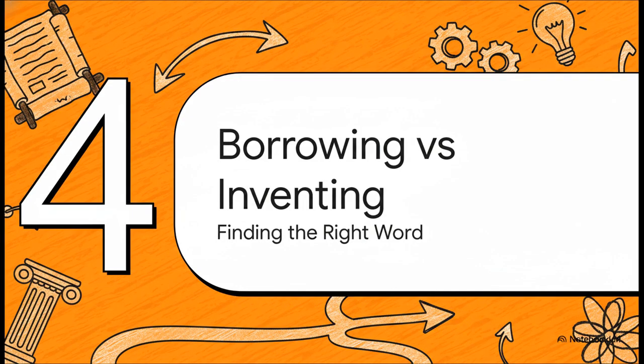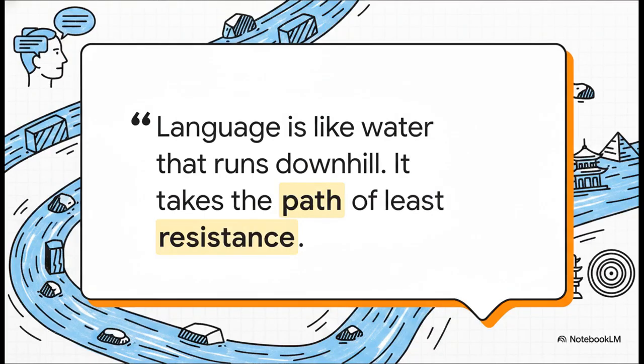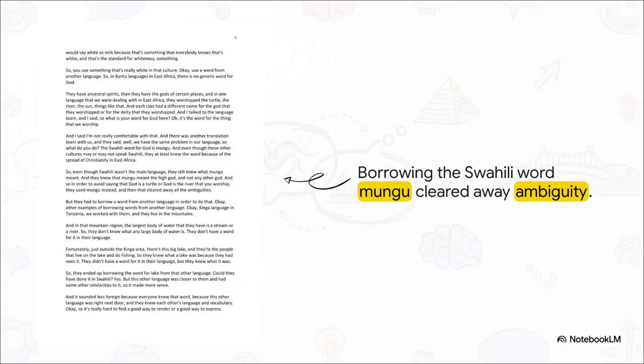And this brings us to a really interesting crossroads in the process. Part 4, borrowing versus inventing. How do you find the right word when nothing quite fits? I absolutely love this analogy from Dr. Payton. He says, language is like water that runs downhill. It takes the path of least resistance. It's so true. Ultimately, people will naturally gravitate to whatever term is easiest for them to adopt and use repeatedly in their daily lives. So let's look at borrowing first.